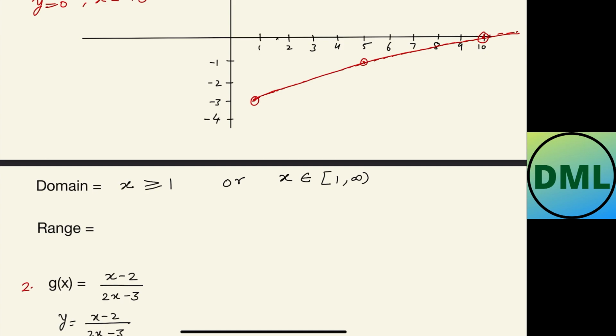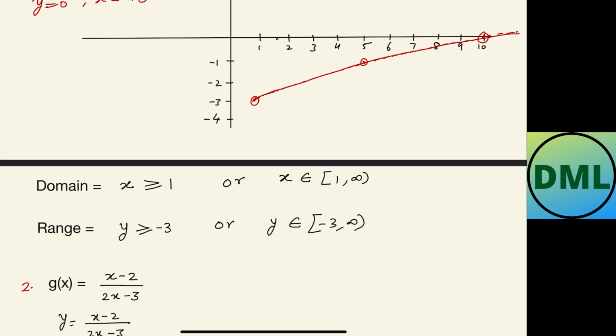You can see from here, all the values of y are greater than or equal to minus 3. Minus 3 is included. There is no portion of the graph below minus 3. All the values are above minus 3. So the range is the y values. This will be given by y is greater than or equal to minus 3, or you can write y belongs to [minus 3, infinity). That will be your answer.